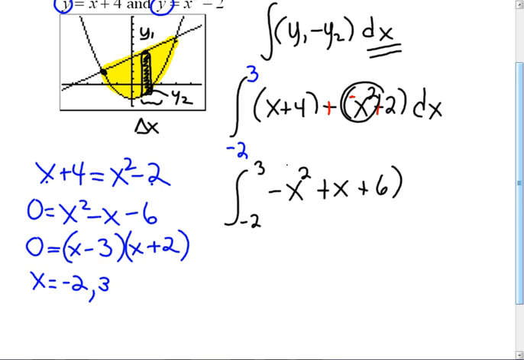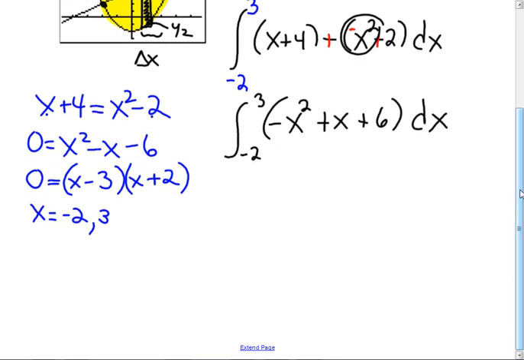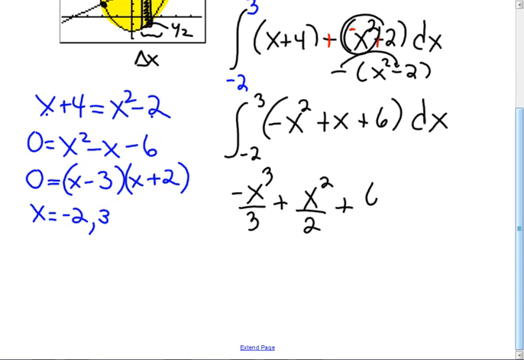Now it should be easy to integrate. Am I going to use a u substitution? No, I only use u substitutions if my integral does not look like something I already know of, those, what, 10. Because this was minus x squared minus 2. And when I distribute that, it becomes plus. And it kind of got obliterated in my writing. Okay, so this is minus x what? Cubed over 3 plus x squared over 2 plus 6x evaluated at negative 2 and 3.